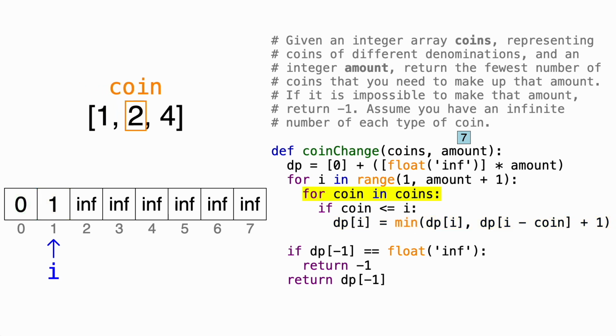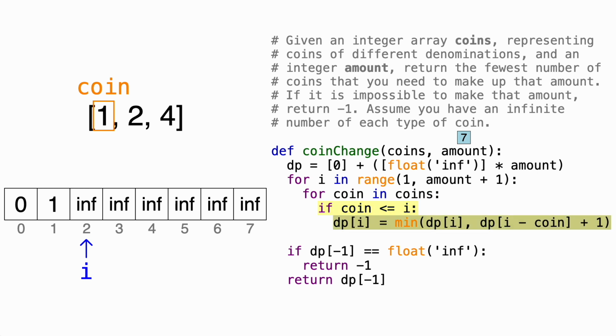Now let's look at the next coin, which has a value of 2. 2 is greater than 1, which means we can't use this coin, so we'll just skip it. The next coin has a value of 4, which is also greater than 1, so we're done trying all the possibilities for index 1, and we can move on to index 2. We'll start from the 1 coin again, and 1 is less than 2. So let's find the element at index 2 minus 1, which is 1. So you need 1 coin to make an amount of 1. If we include the coin we just used, then 1 plus 1 equals 2, and 2 is less than infinity. So let's write a value of 2 at index 2.